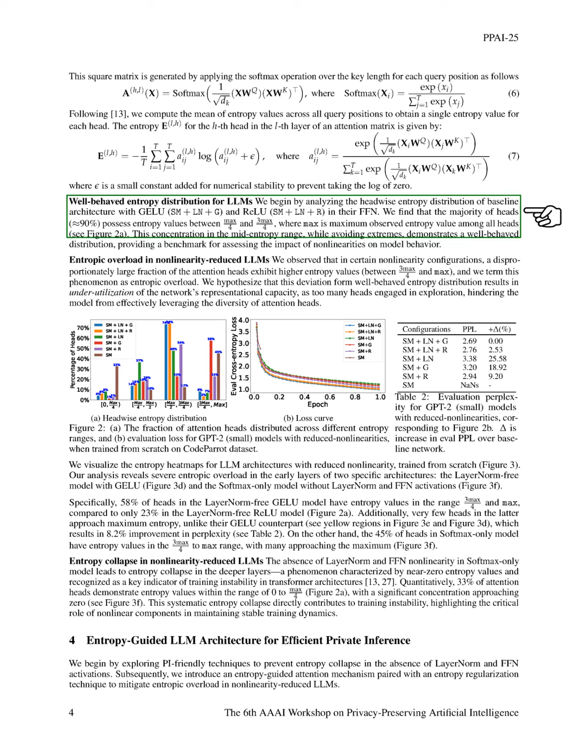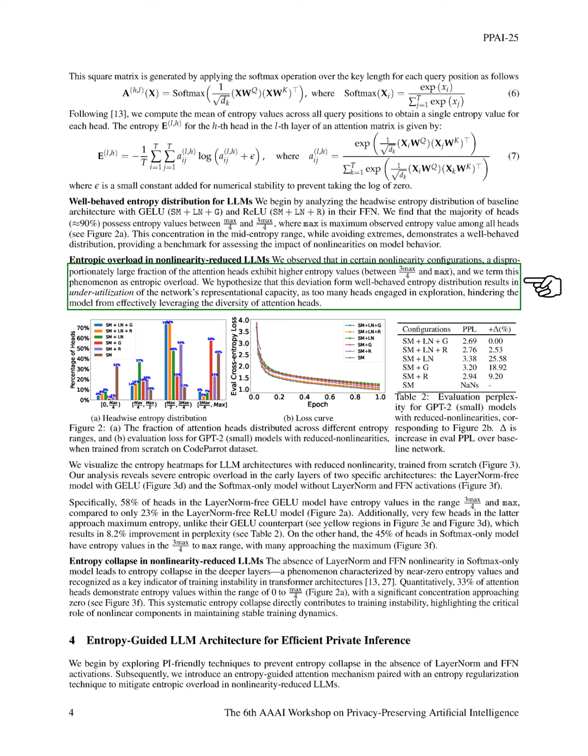We start by examining the headwise entropy distribution of our baseline architecture using GELU and ReLU in their feed-forward networks, FFN. We find that about 90% of the heads have entropy values between 1/4 and 3/4 of the maximum observed entropy, indicating a well-behaved distribution that serves as a benchmark for understanding the effects of nonlinearities on model behavior. However, we notice that in some configurations with reduced nonlinearity, many attention heads show higher entropy values, which we call entropic overload. We believe this shift from a well-behaved distribution leads to underutilization of the network's capacity, as too many heads are exploring rather than effectively using the diversity of attention heads.